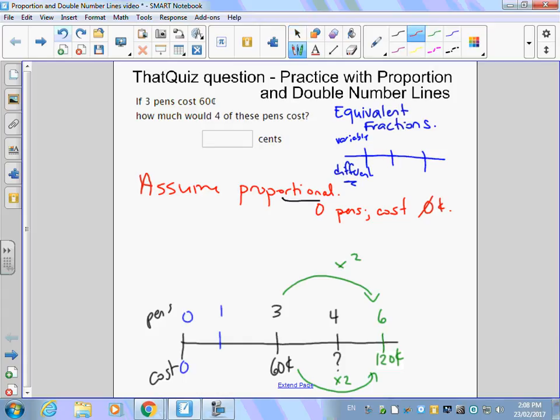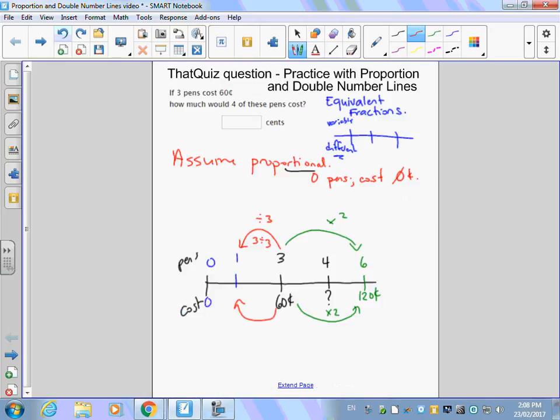So here's my thinking organized in red. If I want to turn 3 pens into just 1 pen, then essentially I'm dividing. I'm making equal groups. I will have 3 equal groups of 1. So we're doing divide by 3. So I'm going to take the 3 and divide by 3. So I have to do the same thing to the variable of cost. So I'm going to divide the cost by 3. So I'm thinking 60 cents divided by 3, and that happens to give me 20. So now I know 1 pen is 20 cents.